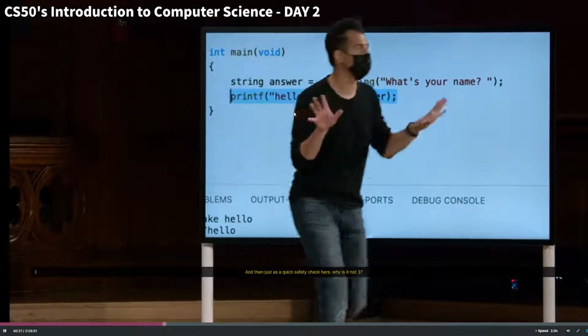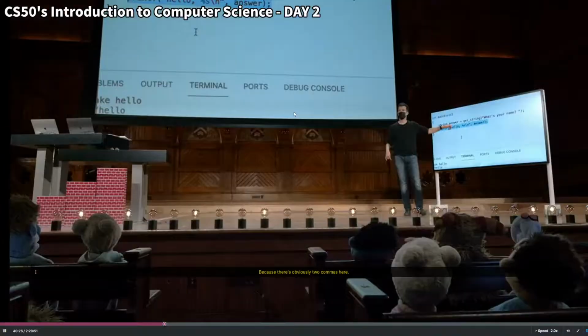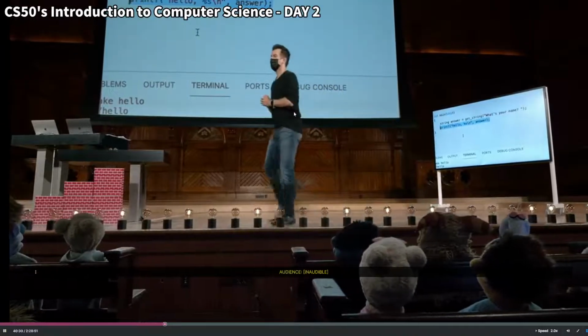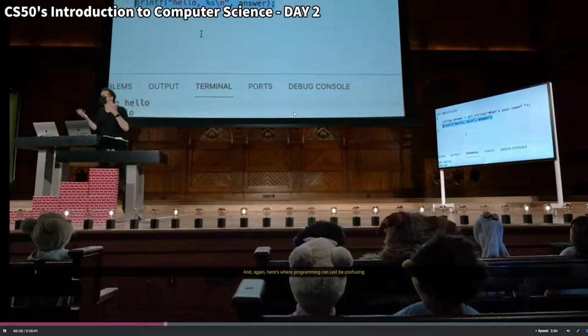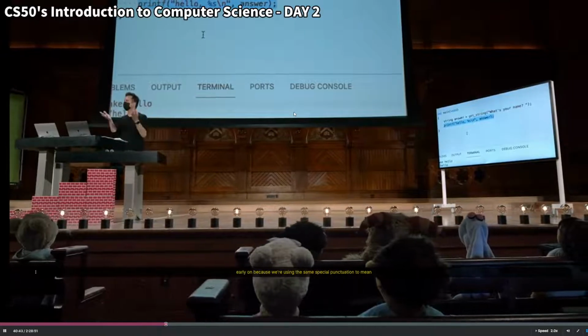And it's implied by this comma here, which is separating the first one, quote unquote "hello, %s", from the second one, answer. And then just as a quick safety check here, why is it not 3? Because there's obviously 2 commas here. Why is it not actually 3 arguments or inputs? Exactly. The comma to the left is actually part of my English grammar. That's all. So same syntax. And again, here's where programming can just be confusing early on because we're using the same special punctuation to mean different things. It just depends on the context.